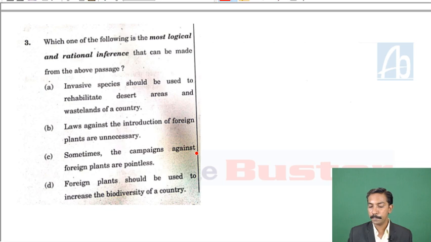Question number 3. Which one of the following is the most logical and rational inference that can be made from the above passage? This is one of the most challenging questions, I feel. Perhaps at first instance we have references to option A and option D.